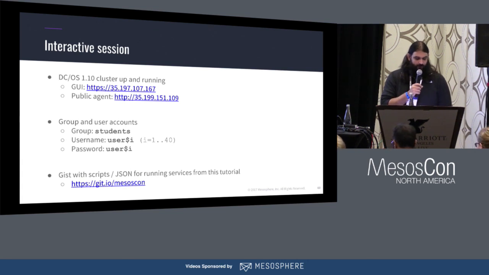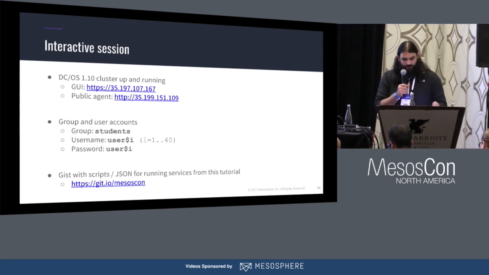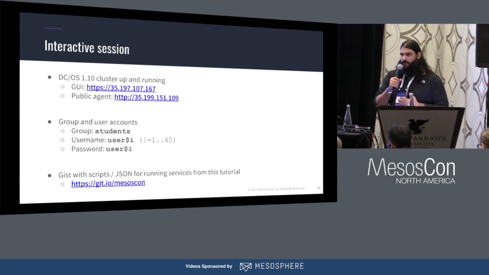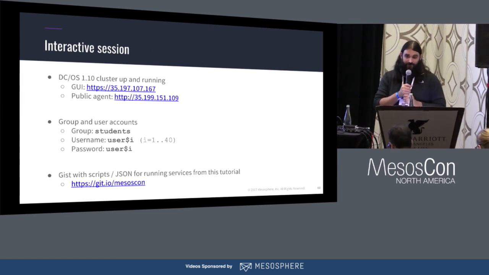We have a set of user accounts that we've created underneath the students group. The username for that is user 1 through 40. I don't know the best way to allocate that out to you, but you can try and log in with one and see if you're unique on there. And if you don't care about other people messing with your environment, then you can switch to another one. And then we have a gist with all of the scripts and JSON for all the different things that we showed during this presentation, so you can deploy those yourself and see how all this works.